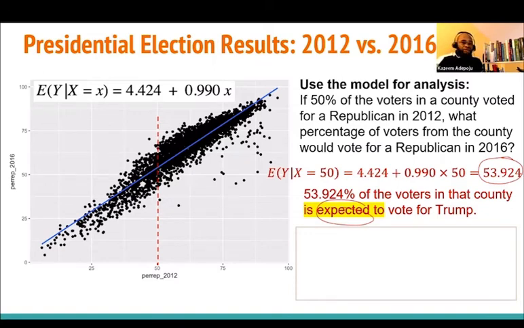That county could be any county. It could be a county in Texas, it could be a county in California, it could be a county wherever, but we are excluding counties from Alaska.